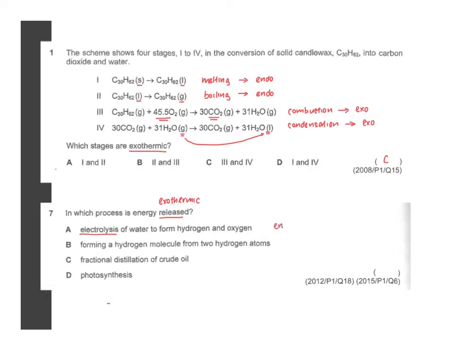So A, electrolysis, is an endothermic reaction. Option C is forming a hydrogen molecule from 2 hydrogen atoms. Now let's take a look at this reaction. 2 hydrogen atoms combine to form a hydrogen molecule. So what is happening here is that they need to form a hydrogen-hydrogen bond. The formation of attractions or bonds in chemistry, in science, in life, will release energy. So if a reaction involves only bond forming, then it is exothermic.